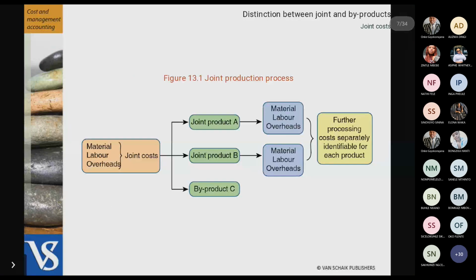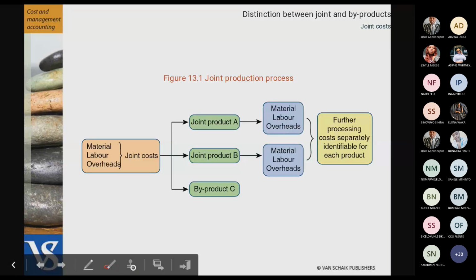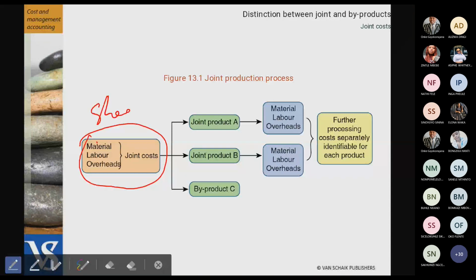So they give us this figure that explains what we've just talked about. If you're looking at this, the joint cost here means that this is your sheep. Combined, but in other production, I will talk of material, labor, and overheads. They form your joint cost. So once you slaughter this sheep at this point, which we call the split-off point, you can say, okay, out of this sheep, I've got product A, B, and C.